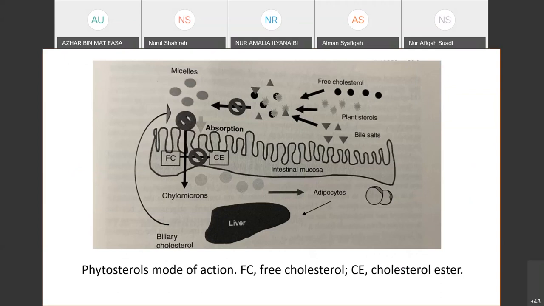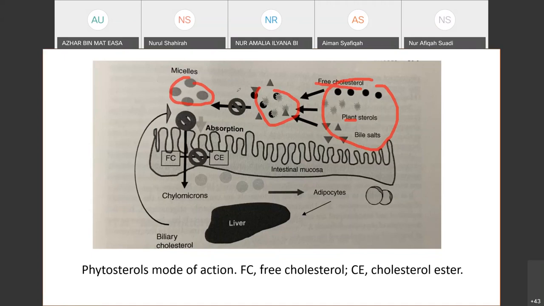And this is how it looks at the lumen, the layer of the intestinal mucosa where the absorption happens. If you can see, this is where the cholesterol comes together with the plant sterol. So there's going to be a competition there. The micelle is here. Most of the phytosterol, or plant sterol, will be solubilized inside the micelle, reducing the amount of free cholesterol from being solubilized by the micelle.